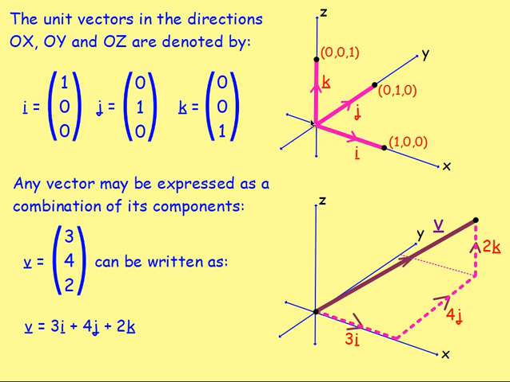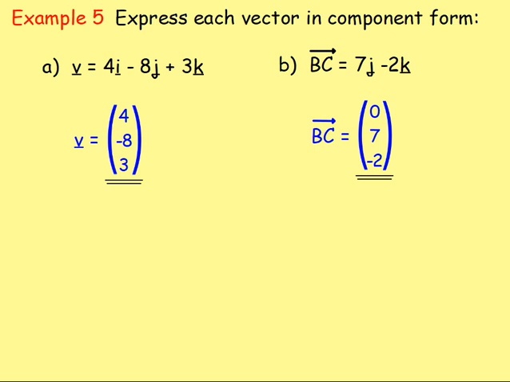i is 1 unit, going along the length of the x-axis. j is going along the length of the y-axis, and k is going along the length of the z-axis for 1 unit. Any vector can be expressed as a combination of these components. So if you have a vector v, which is 3, 4, 2, it means you went along 3 units in x, you're going back 4 units in y, and you're going up 2 units in z, which means you can write it as 3i plus 4j plus 2k, and any vector can be written like that.